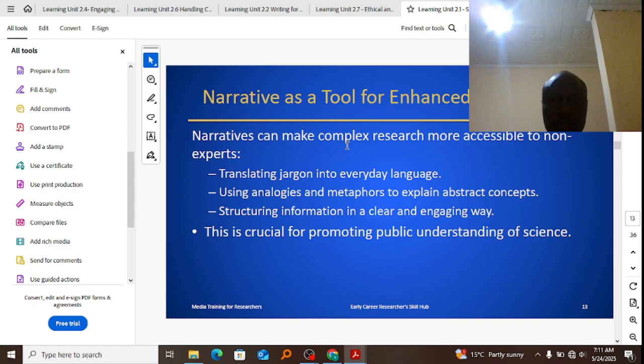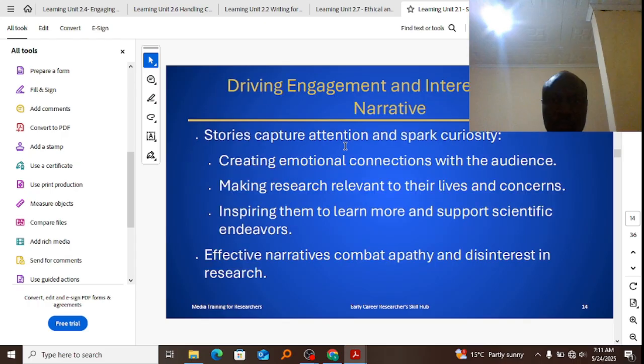Narrative as a tool for enhanced accessibility. Narratives can make complex research more accessible to non-experts, translating jargon into everyday language, using analogies and metaphors to explain abstract concepts, structuring information in a clear and engaging way. This is crucial for promoting public understanding of science. So that is the importance of narrative.